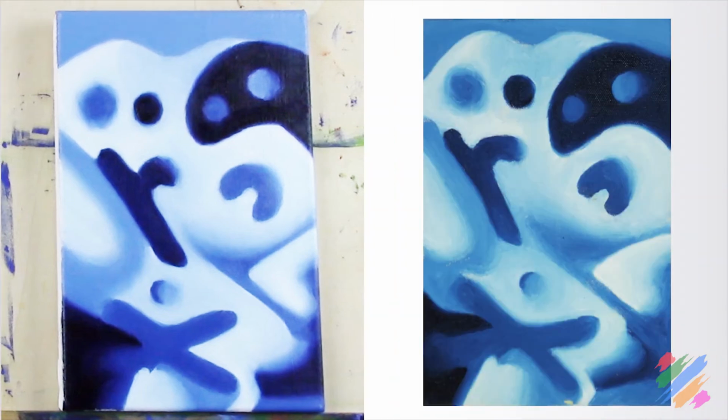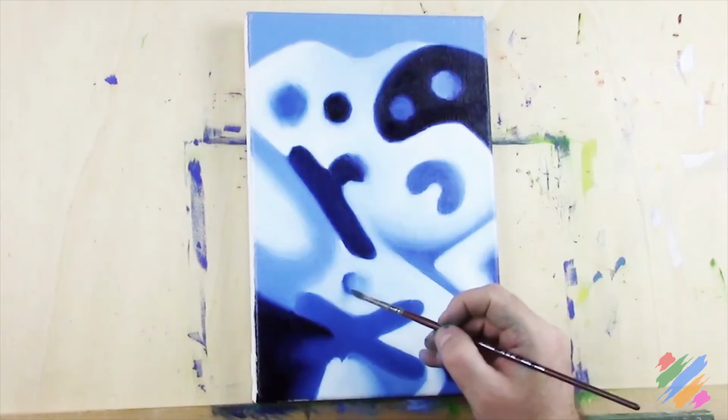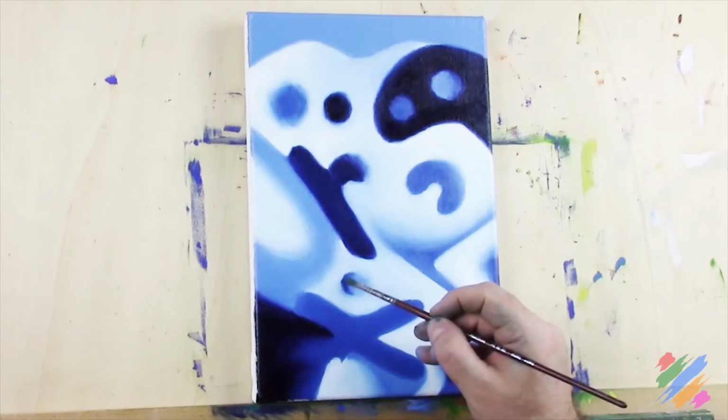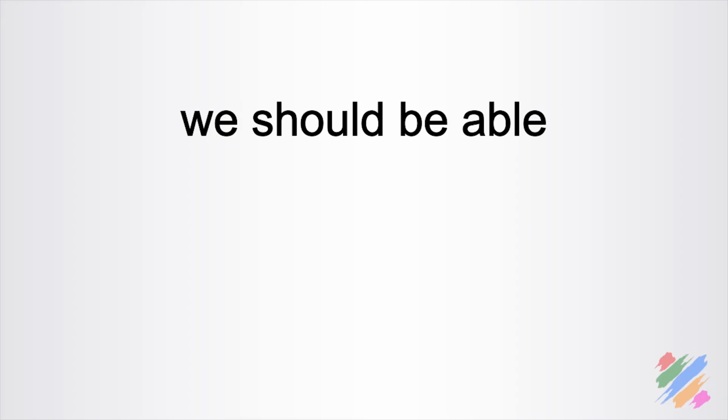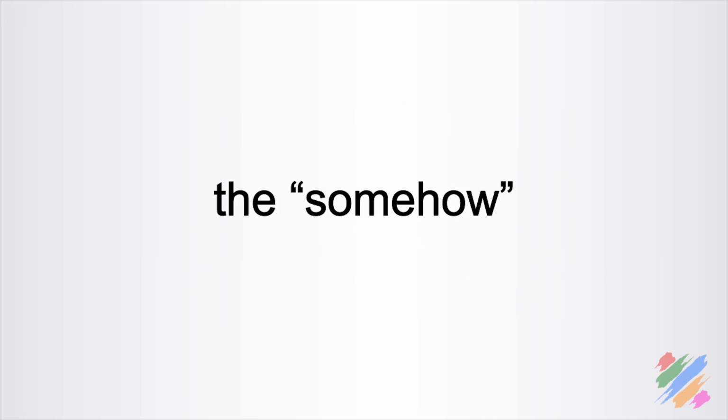We have used this as our first model because also in this case, if we make a mistake at the end, no one will be able to find it. Also, in this painting we have almost all the things that we need to make a real representative painting. And this means that if we are able to complete this exercise, we should be able somehow to complete any representative or figurative subject. The somehow brings us to our last consideration.